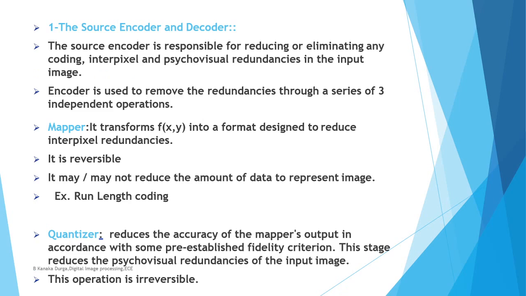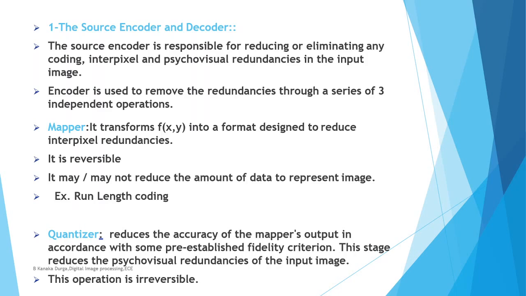The source encoder and decoder are responsible for reducing or eliminating any coding, interpixel and psychovisual redundancies of the input image. The encoder removes the redundancy through a series of three operations. First, the mapper transforms f(x,y) into a format designed to reduce interpixel redundancies. It is a reversible process. It may or may not reduce the amount of data needed to represent the image.